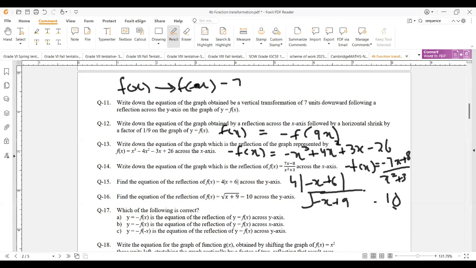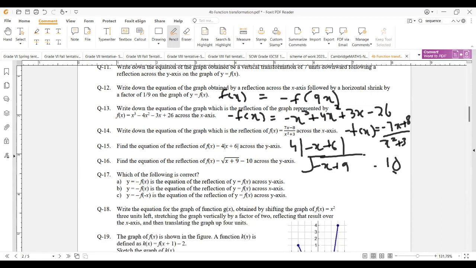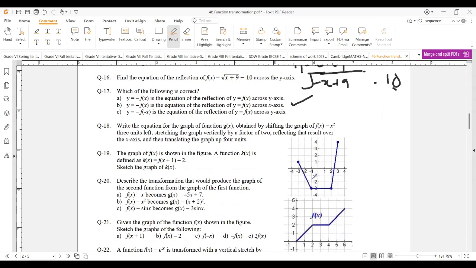Okay. Question 17. Which of the following is correct? Can you read all of these on your own and tell me which one? Okay, go ahead. B and C are correct. Sorry, not C, only B. Y equals minus f(x) is the equation of reflection of f(x) across the x-axis. Yes, that's correct. And I think yes, A and C are false.